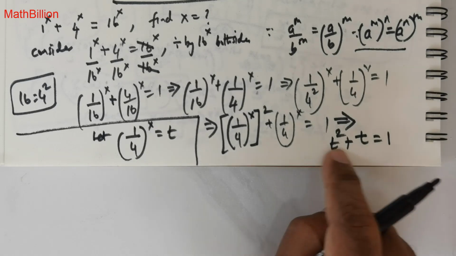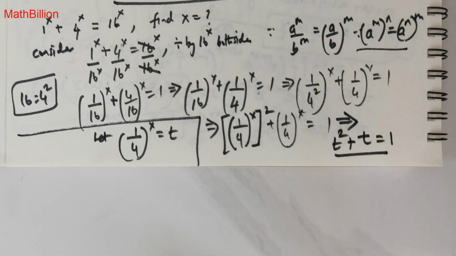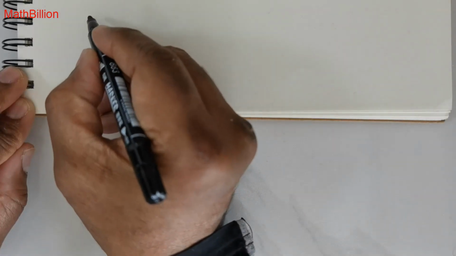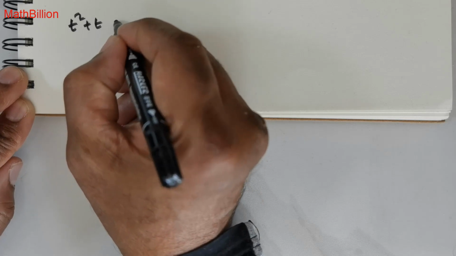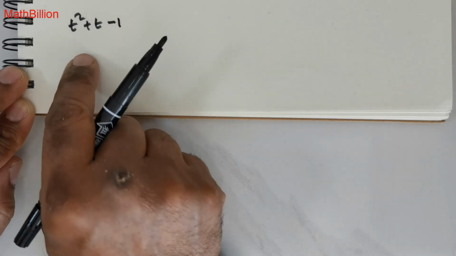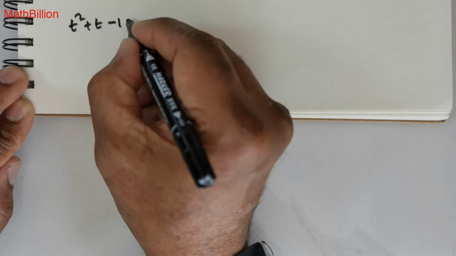So we would be solving this. This is a quadratic in t and we can solve it. Let me flip to the next page. So I have t squared plus t is equal to 1. So I'm bringing the 1 to the left. So this is going to be t squared plus t minus 1 is equal to 0.